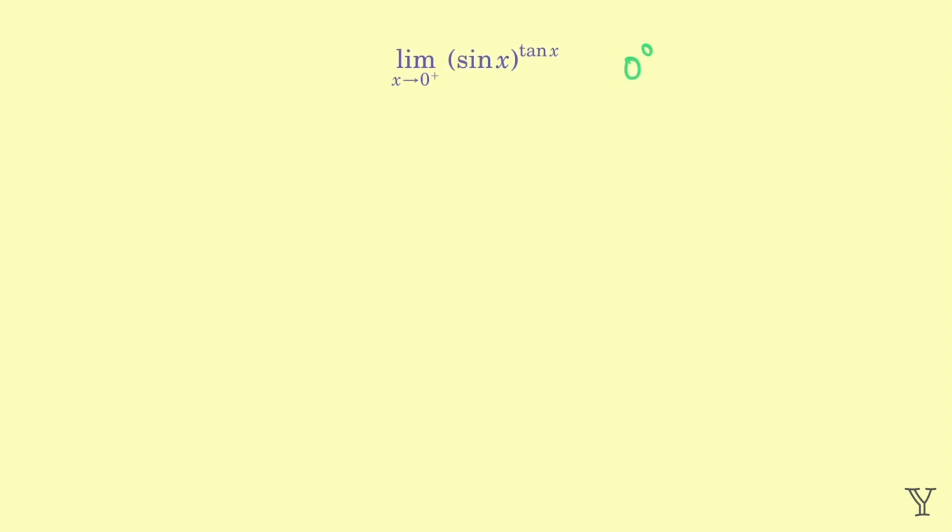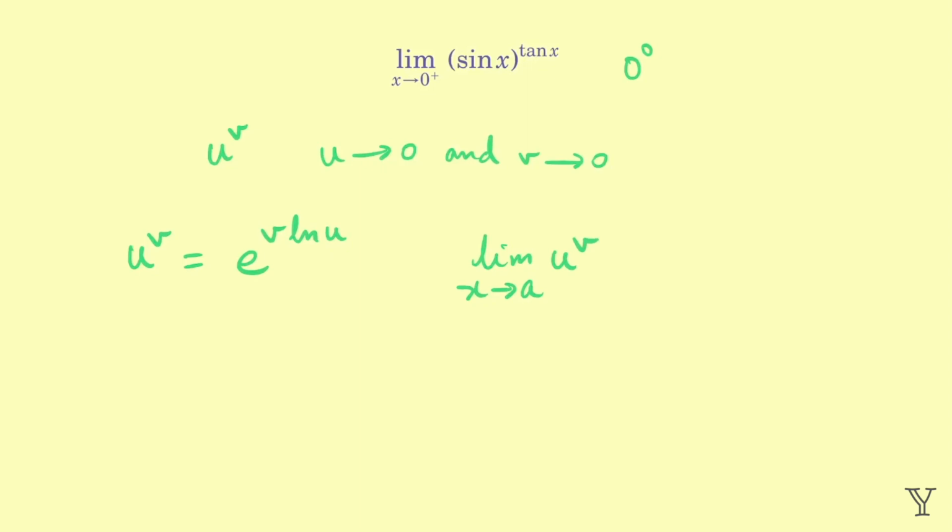We essentially have a function of the form u to the power v, where u goes to 0 and v goes to 0, and u and v are both functions of x. We use the basic logarithmic identity, which says that u to the power v is equal to e to the power v log u. You can easily check this identity by taking logs on both sides of this equation. In this case, the limit as x goes to a of u to the power v is transformed to e to the power limit as x goes to a of v log u.